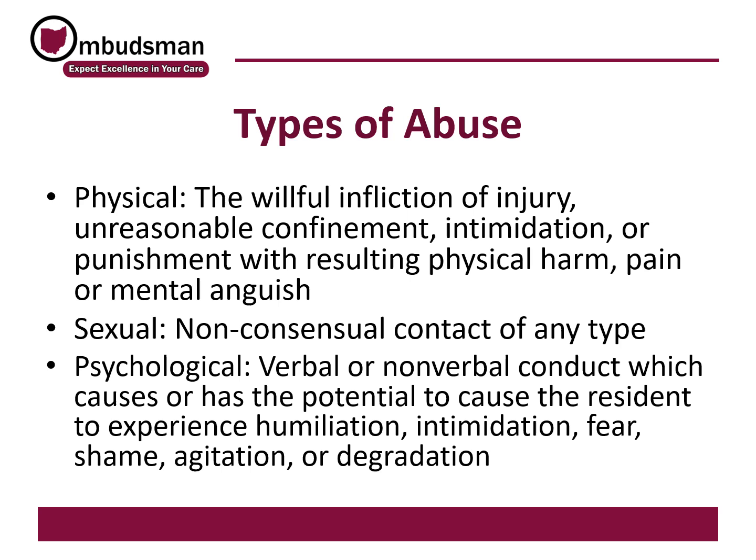Though we often discuss abuse generally, there are different kinds of abuse that may be inflicted by perpetrators, including physical abuse, which is the willful infliction of injury, unreasonable confinement, intimidation, or punishment with resulting physical harm, pain, or mental anguish. It's important to note that physical harm doesn't have to happen to be considered abuse.